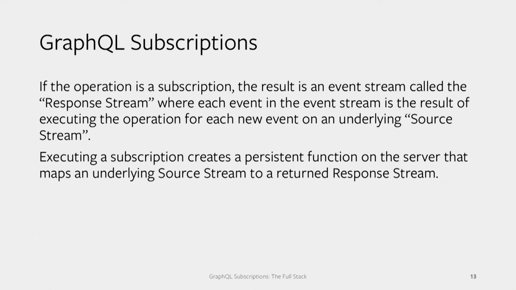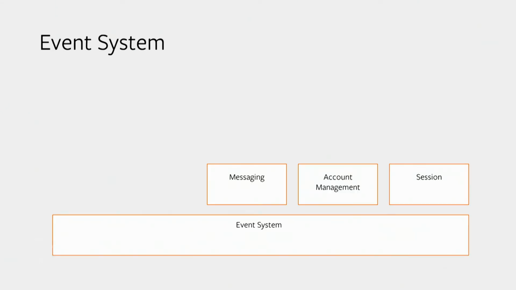What I want to do in the next couple of slides is unpack what this means with a couple of concrete examples, so that hopefully it will make complete sense for you. Let's begin with this notion of a source stream. What is it? And how exactly do we turn it into the response stream? I'm going to begin by talking about a concrete event system. The example app that we're building here is a messaging system. The idea is that if you have an account and you're logged in, you can message any other logged in user. And suppose that we decided to build this using a microservices architecture.